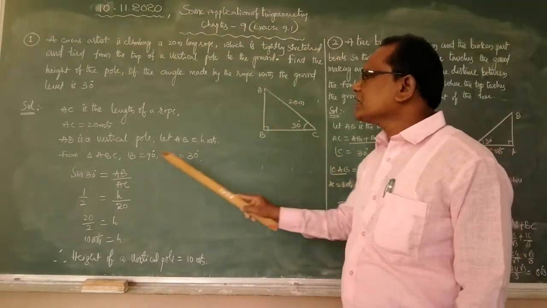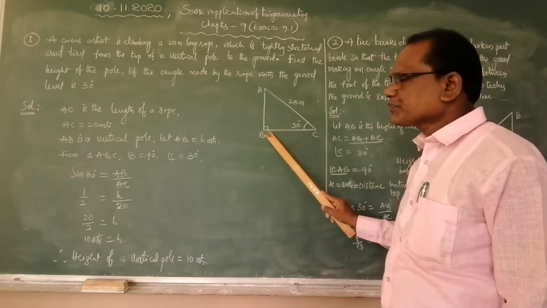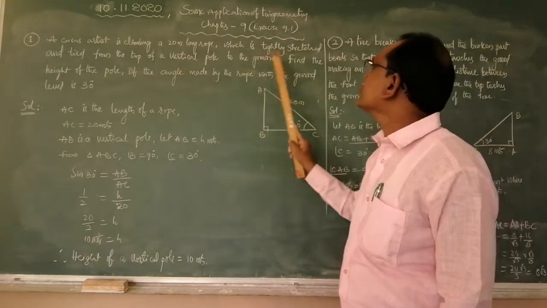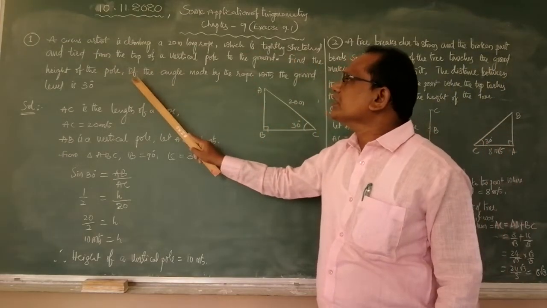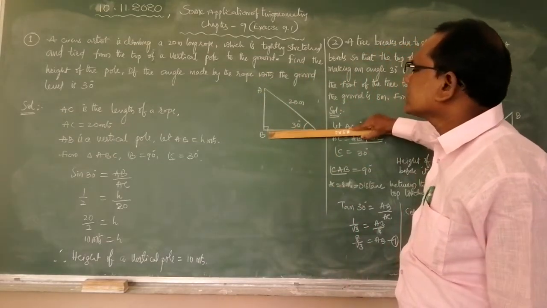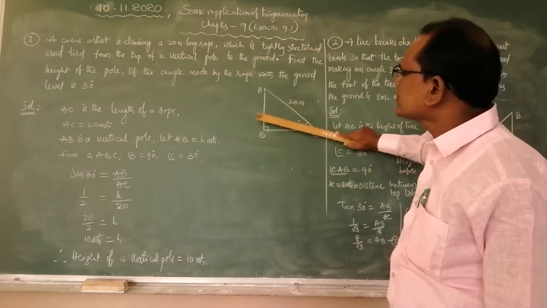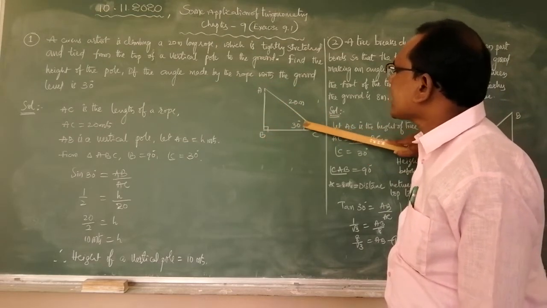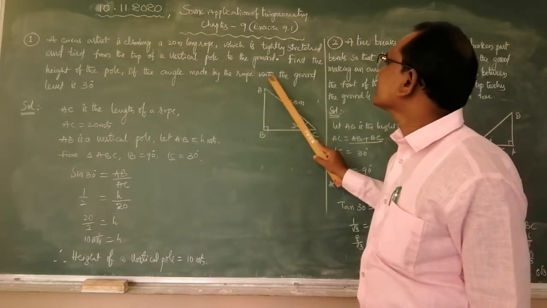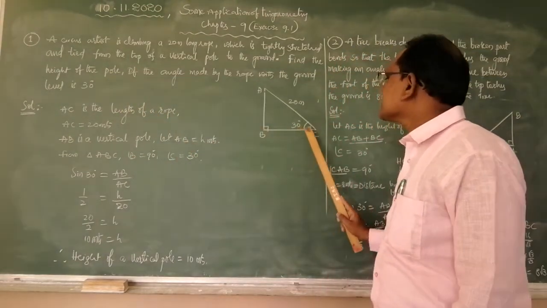In triangle ABC, angle B is 90 degrees and angle C is 30 degrees. They are given. Just look here. Find the height of the pole if the angle made by the rope with the ground is 30 degrees. This is the ground level, this is the rope, and this is the ground. How much is the angle made by the rope with the ground? It is 30 degrees. Therefore angle C is 30 degrees.